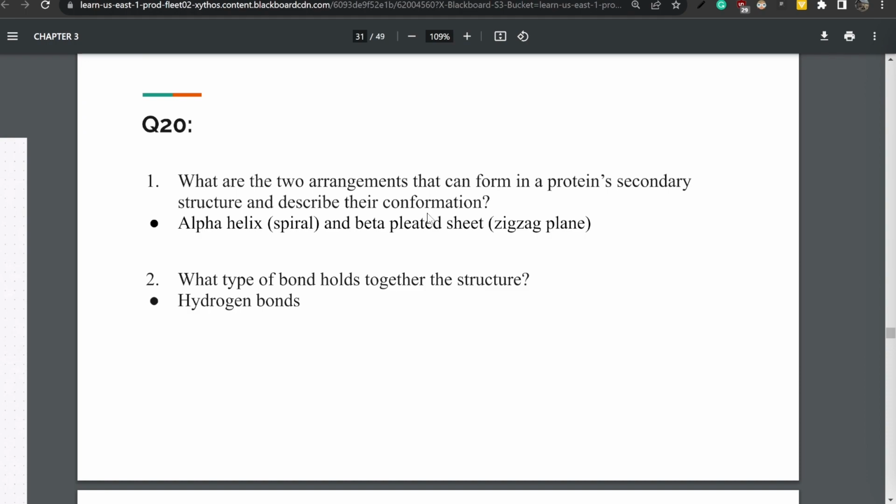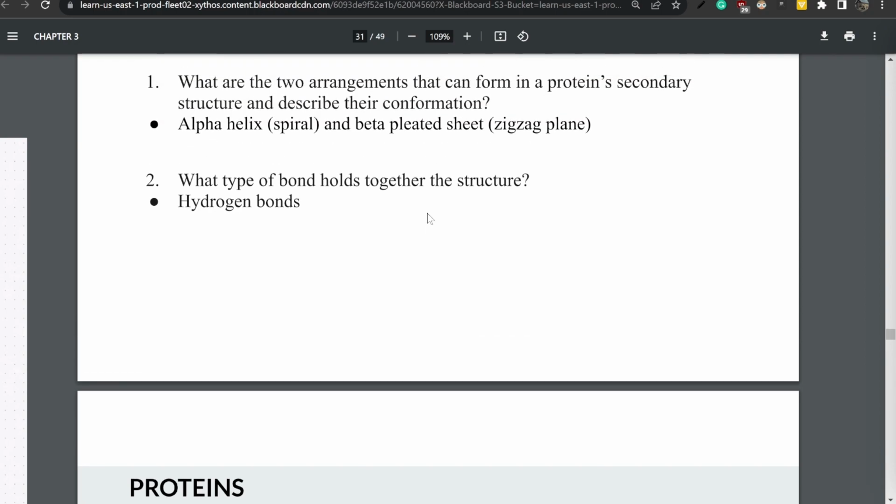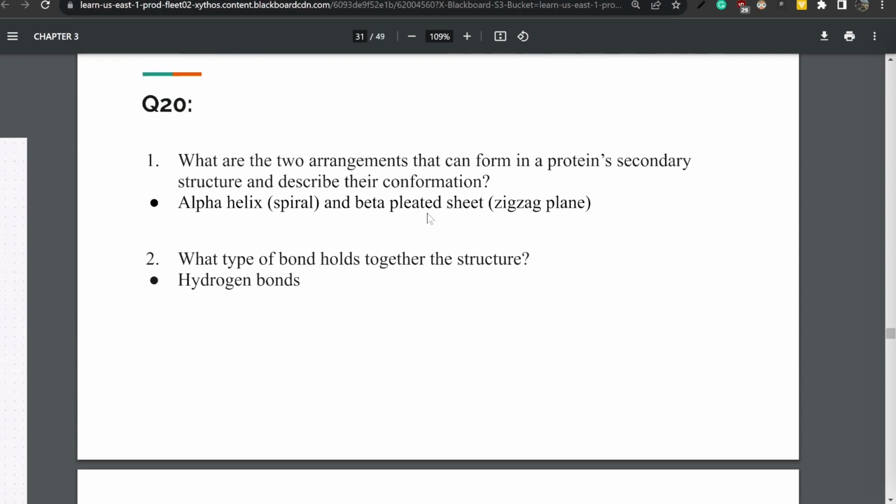What type of bond holds together the structure? Hydrogen bonds, just in between. No van der Waals, just the hydrogen bonds. Okay, well, it is getting really late, and my focus is dropping. So I'm just gonna stop here and continue later.